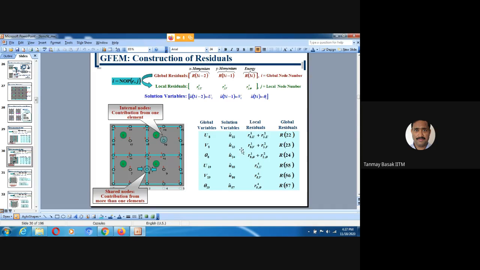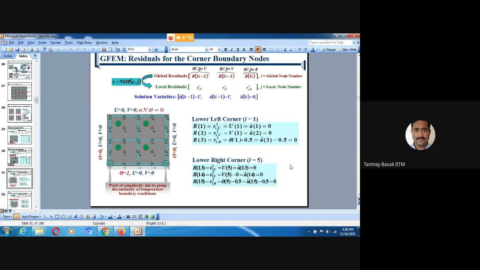For this case, if you want to know what the global variables are, here it is u1, u2, u3, u4, u5, u6, then 9, then 12, then 15, then 18, 21, and 22. So it will start from 22, 23, 24, and so on. So this is the way. These are the bookkeeping, tracking of the variables, that you have to do in your computer program.